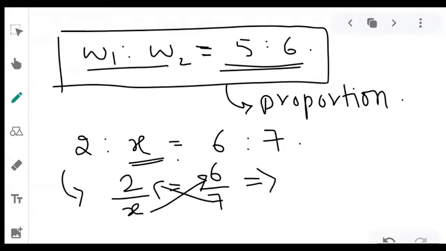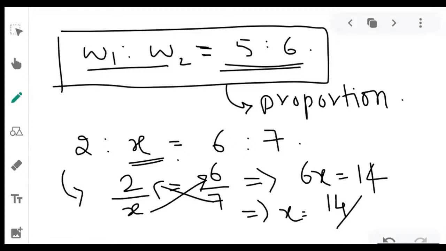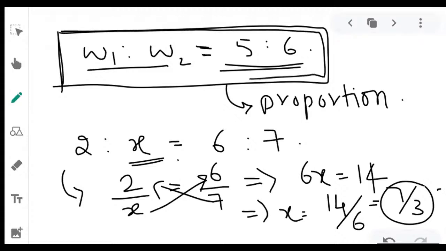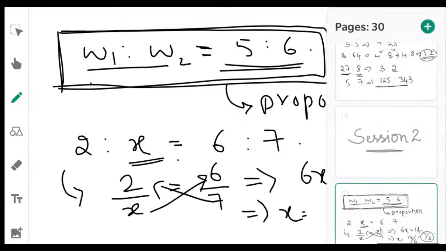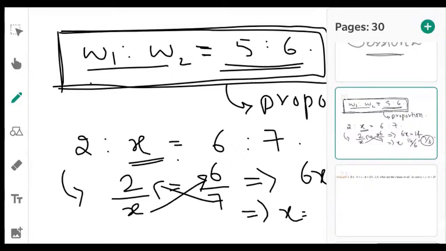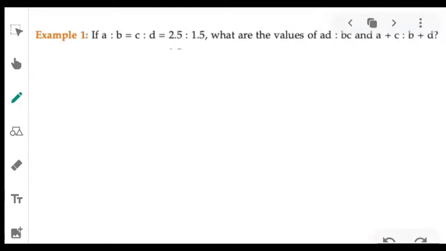So if you cross multiply, x times 6 is equals to 14, and x equals to 14 by 6, that is equals to 7 by 3. Does it make sense? Yes, ma'am. So this is all there is to proportions that is different from ratios. All right. So we'll do a few problems first before going into further properties of proportions.